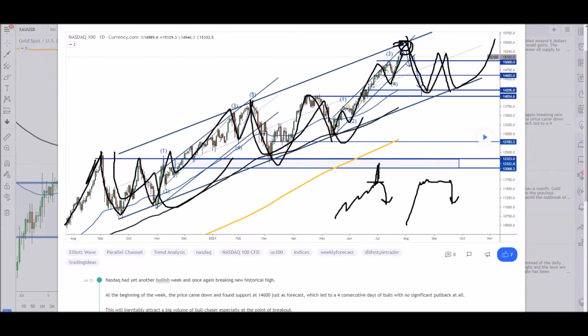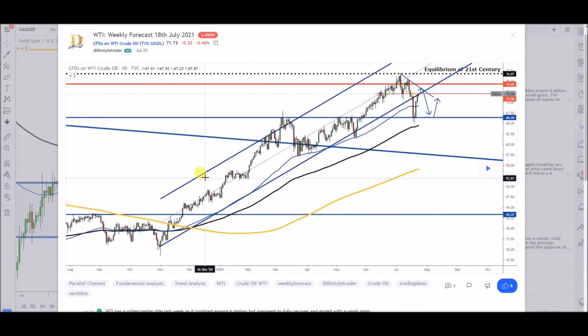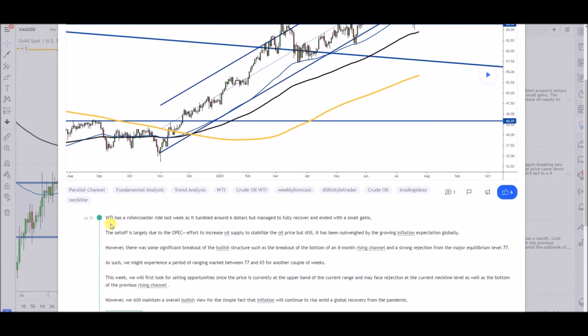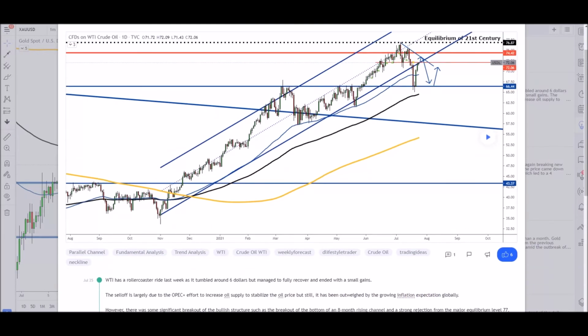Let's move on. Next we have the WTI, the oil. WTI had a roller coaster ride last week as it tumbled around $6, but managed to fully recover and ended with a small gain. You can see that the price came all the way down, found support right at the previous resistance and support level, and recovered all the way upwards.